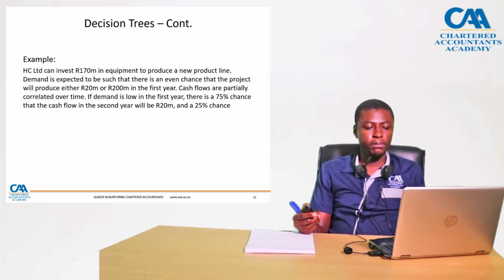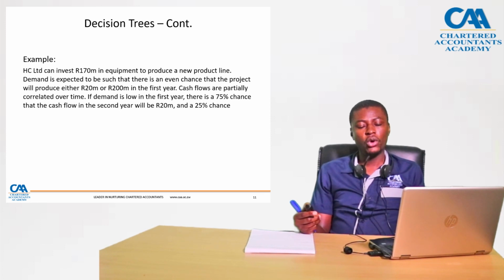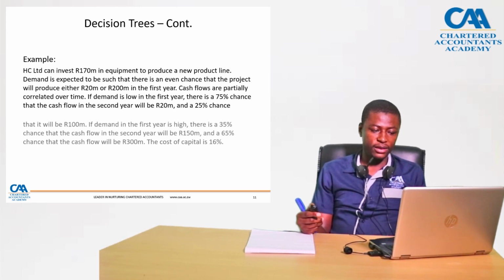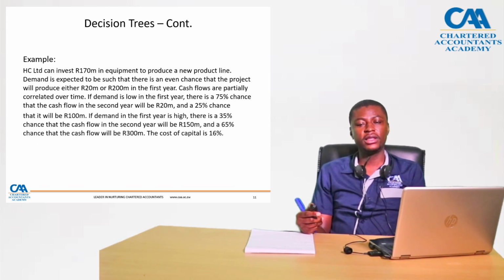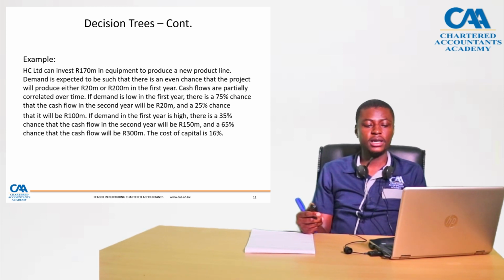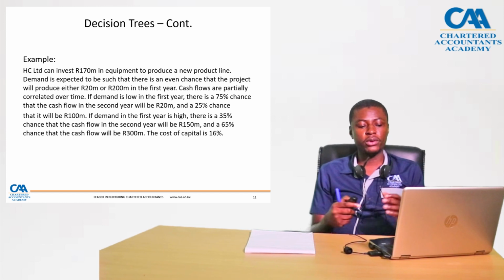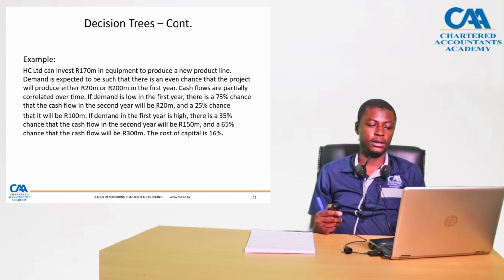Then you're also told that cash flows are partially correlated over time. If demand is low in the first year, there's a 75% chance that the cash flow in the second year will be 20 million, and a 25% chance that it will be 100 million. If demand in the first year is high, there's a 35% chance that the cash flow in the second year will be 150, and a 65% chance it will be 300 million. And you're told that the project cost of capital is 16%.